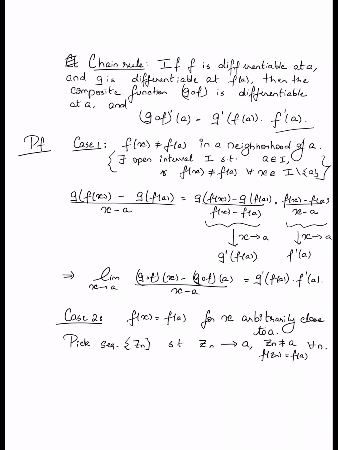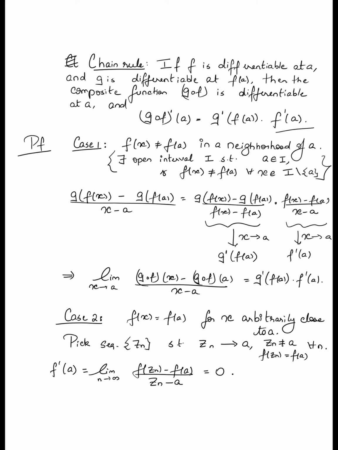Okay, so from here it follows easily that the derivative must be 0, because if you now look at the sequence (f(Zn) - f(a))/(Zn - a), this sequence is identically 0. But since f is differentiable at a, the limit of this as n goes to infinity must in fact match the derivative at a, right? And obviously this limit is going to be 0 because the numerator is identically 0 for all n, right? So from here it follows that f'(a) is equal to 0.